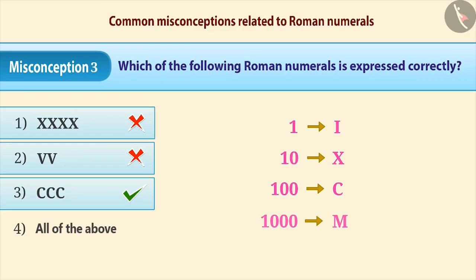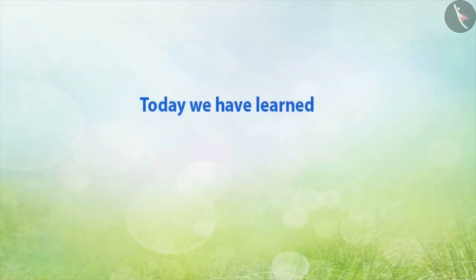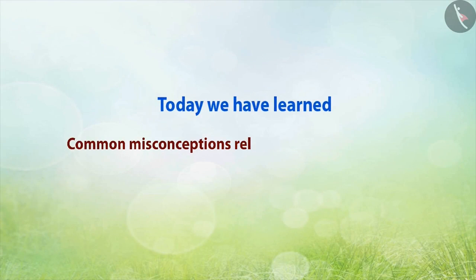Many times, just by looking at the symbols, it is assumed that since all the given options are in Roman, all the options are correct. Here, the rules are neglected and option 4 is assumed to be correct. However, this is also an incorrect answer. Today we have seen some common misconceptions related to Roman numerals and we have clarified them.